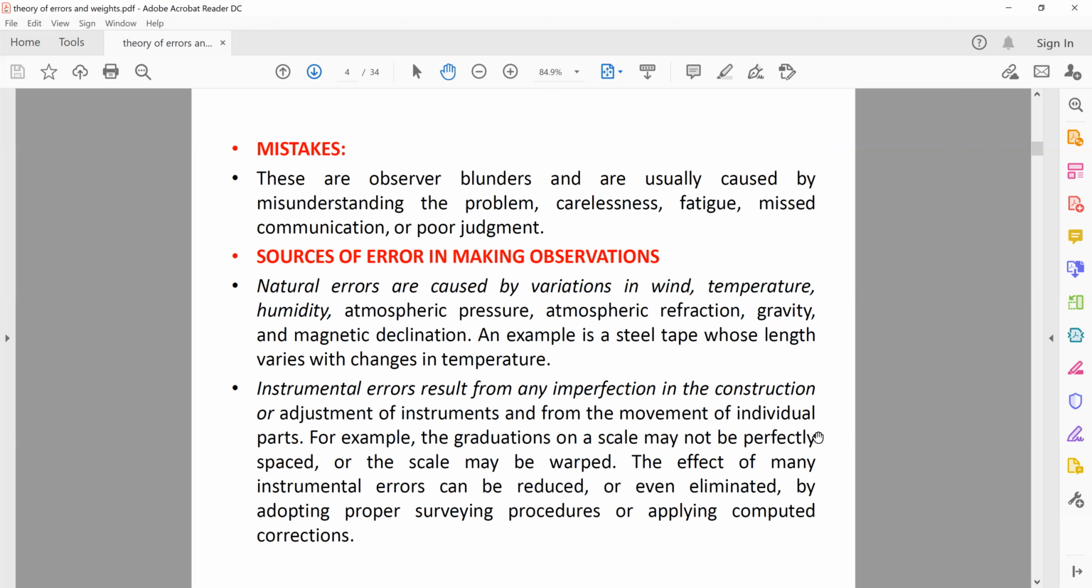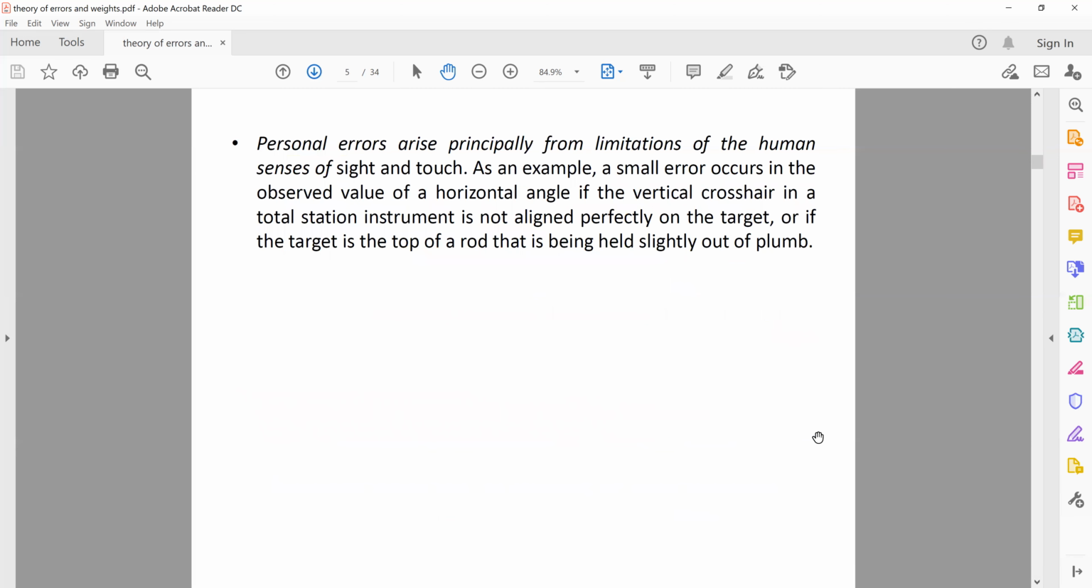So if you can find out the error in the instrument, then you can apply a correction, because that instrumental error usually remains the same in every measurement, depending on the type of the error. So what you can do is you can determine that error and you can apply that set correction to every measurement. So you can take care of instrumental error.